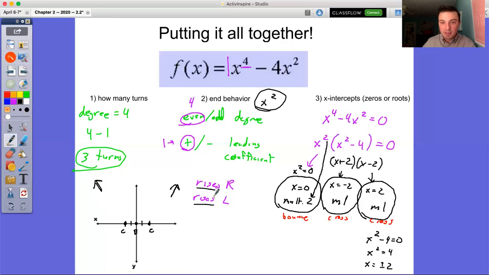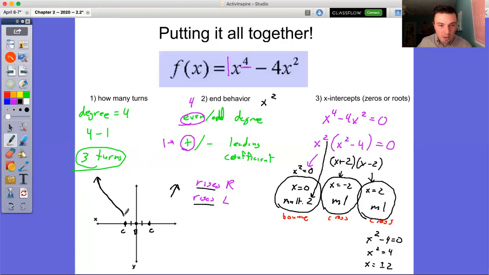Rises right and left. Okay, and now all I have to do, I don't even have to worry about how many turns it has. This will be self-checking at the end. All I have to do is follow the instructions for this. So I know I'm going to cross right here. I'm actually going to draw this a little steeper right here. Actually, I'll keep it how it was just so I can show you guys.